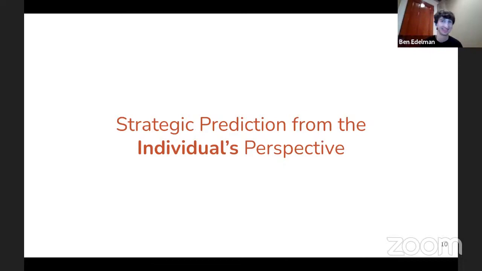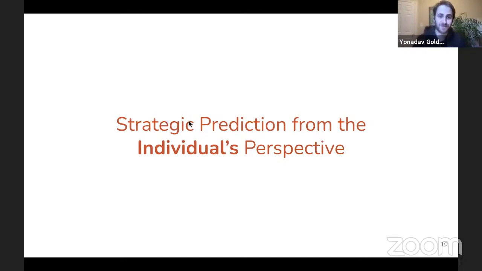Chara, thank you for introducing the concept of strategic prediction and giving us the institution's perspective on it. What I'm going to talk about in this portion is really the way that individuals are affected by this paradigm of having agents game a machine learning system and having the institution aware that this gaming is occurring, and potentially how their awareness affects the individuals as well.